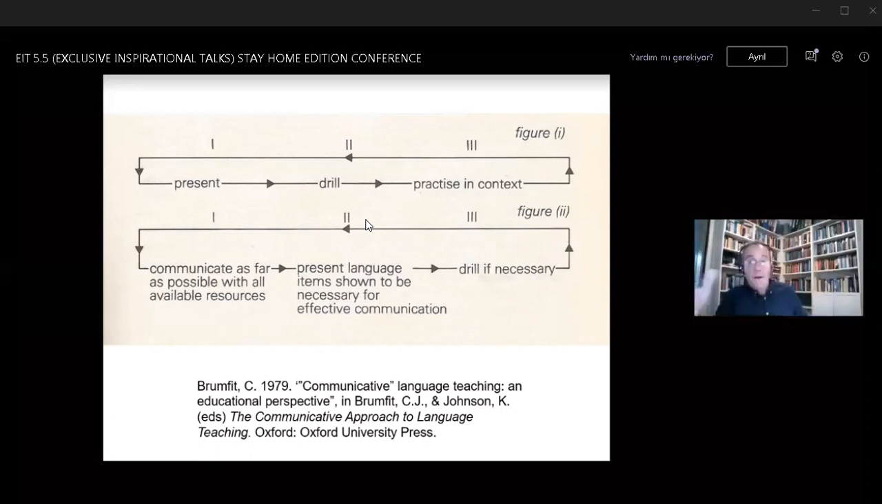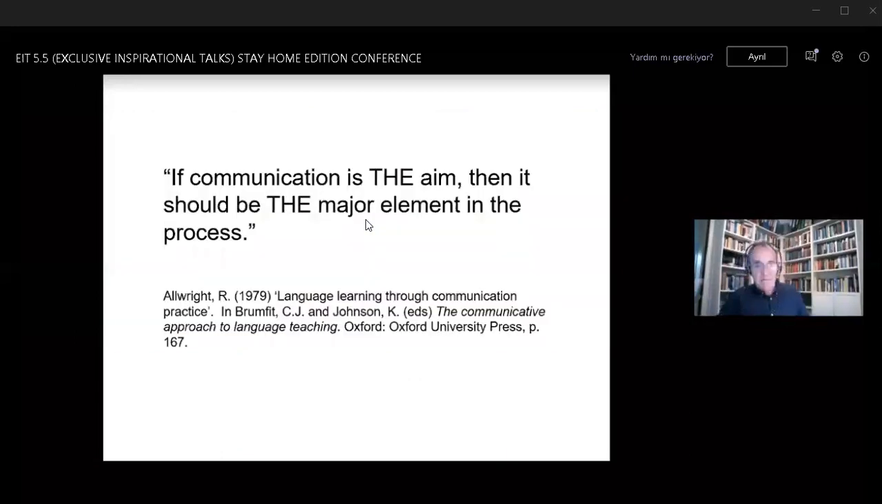Okay, now I'm going to give you some language which will help you to do that again, because I've noticed you didn't know some prepositions, or there was some vocabulary there that you had trouble accessing. And then we might practice and then go back and then communicate again. The cycle goes around. So that was the communicative cycle, if you like. And it's the task-based cycle as well. Because, as Dr. Allwright said at the same time, if communication is the aim, then it should be the major element in the process. If communication is the aim of language teaching, then let's start with communication and finish with communication.